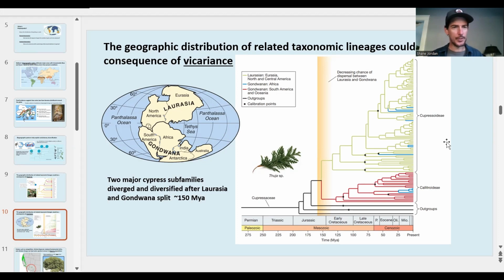And there may have been some subsequent dispersal events, as we see with the blue, which represents lineages of these cypresses that ended up in Africa. But by and large, it's these two processes of dispersal and vicariance that, again, are causing species to become distributed in different places and potentially diversified in those places.